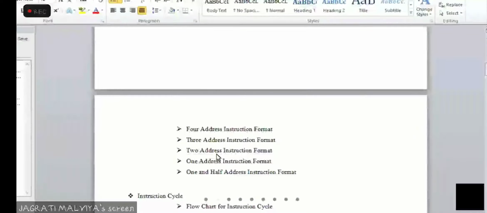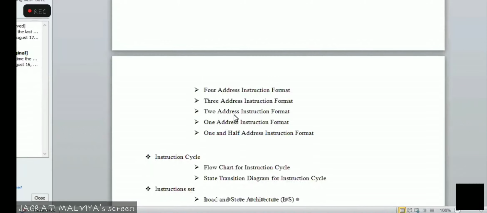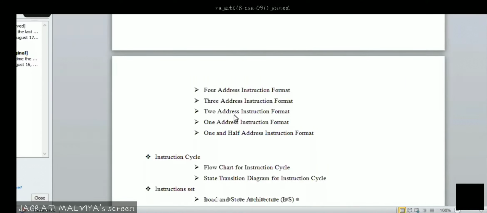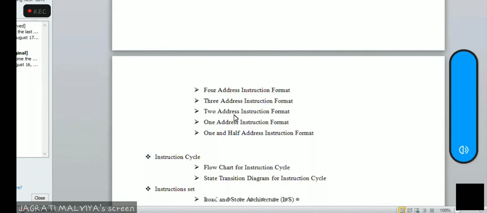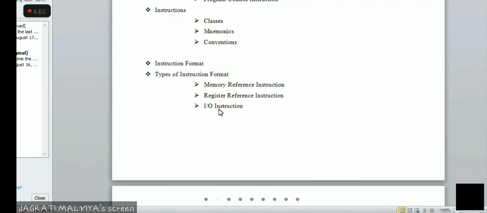In each address instruction format, we will discuss what the format is and what its characteristics are, which type of machine is used, and what is the advantage and what is the disadvantage of each instruction format. The next one is, on the basis of instruction format, we will discuss some numericals.